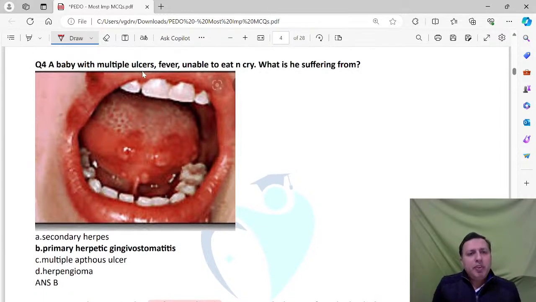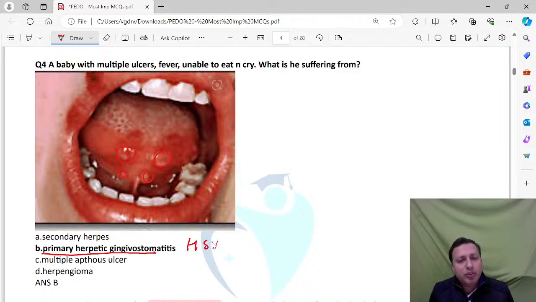Now the next question is a baby with multiple ulcers, fever, unable to eat and cry. What is he suffering from? Now if you see, there are a lot of vesicle formations on the dorsal as well as the ventral surface of the tongue, and these vesicles generally burst. This characteristic feature is generally seen in kids of age group less than 6 years old. This condition is especially seen in primary herpetic gingivostomatitis, which is mainly caused by the herpes simplex virus 1.